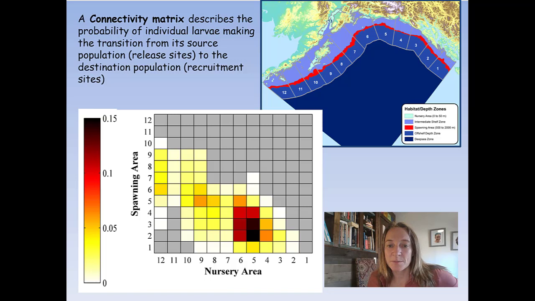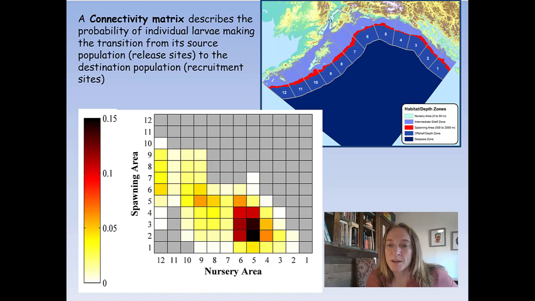So in my sablefish example, we released these individuals in the 12 alongshore regions, which are represented here on the y-axis, 1 through 12, and then I tracked the probability of them settling, again in the alongshore areas, but this time in the nearshore nursery areas. So what this matrix shows us, where we have this red hot color, is that spawning in areas 2 through 4, so over here, has the highest probability of resulting in successful settlement in a nearshore area, and those nearshore areas are most likely to be 5 and 6, so sort of central Gulf of Alaska.